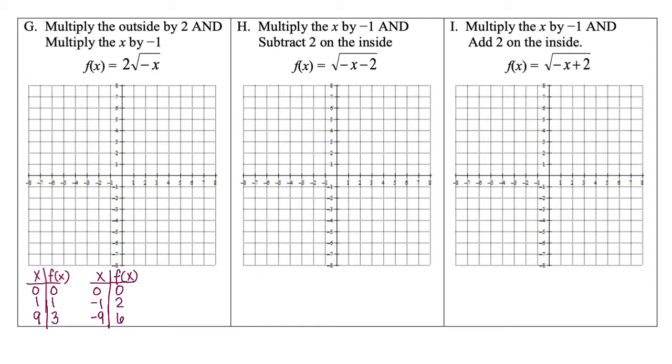And now we just plot the points from that T-chart. So we go 0, 0, -1, 2, -9, so all the way back here, and then 6. And then connect your points. And I encourage you to check your work.